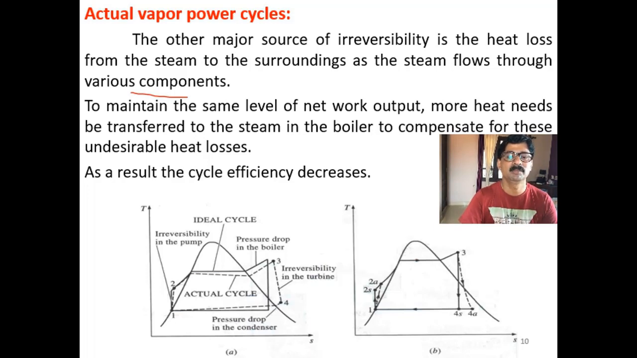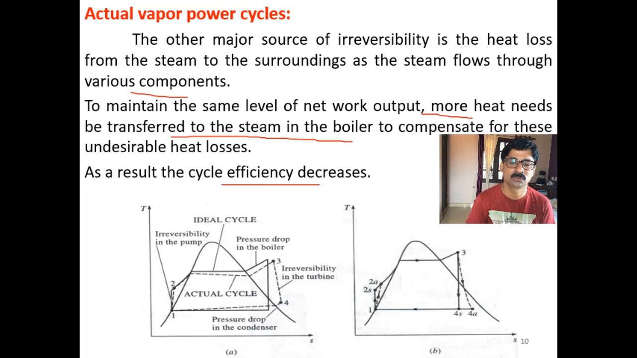To maintain the same level of net work output, more heat needs to be transferred to the steam in the boiler. Now, to compensate this heat loss from the steam during its movement through various pipelines, you need to supply extra heat in the boiler to the steam. Okay, now as a result the cycle efficiency decreases.